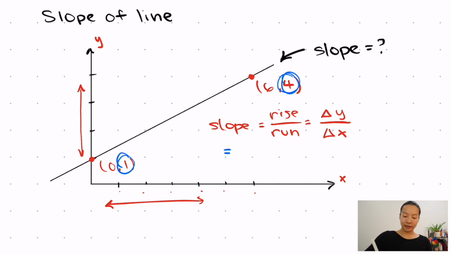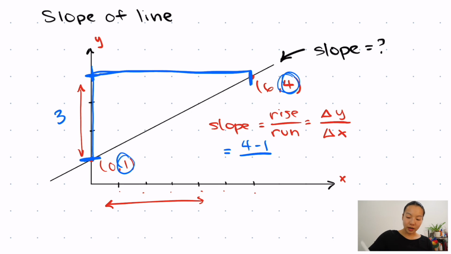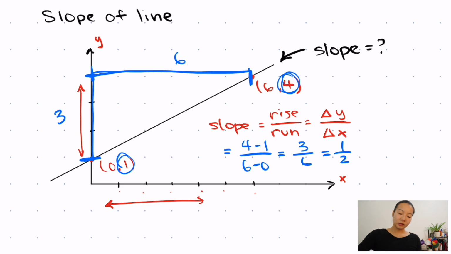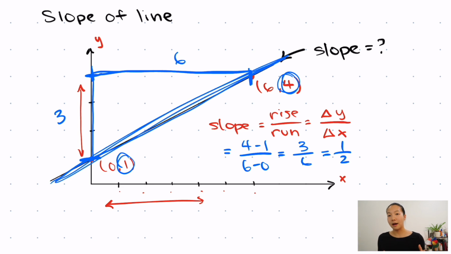So delta y equals 4 minus 1, because that's the change between here, which is effectively 3, over how much change in x? That's the change between here and here, and this number is 6. So that's 6 minus 0. And we get 3 over 6, which equals 1/2. So the slope of this line that I just drew over here is 1/2.